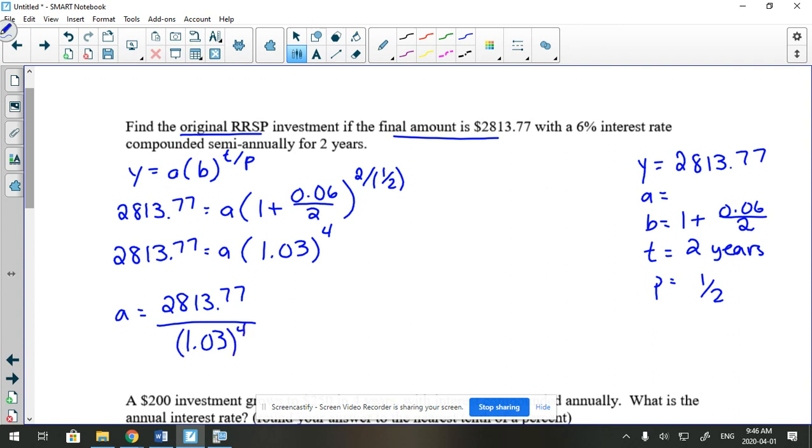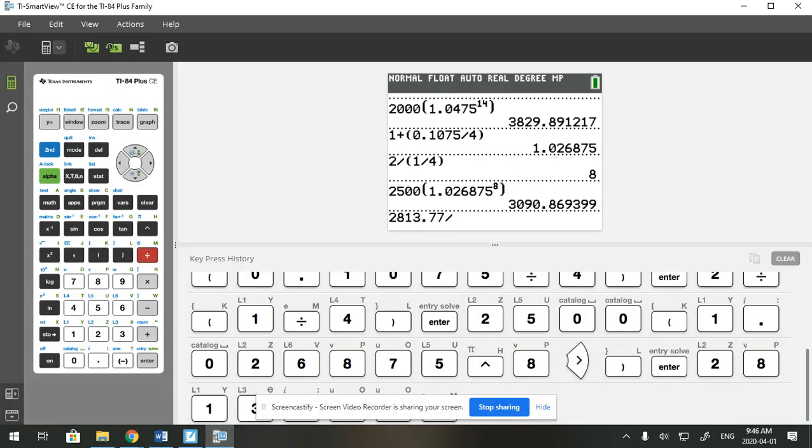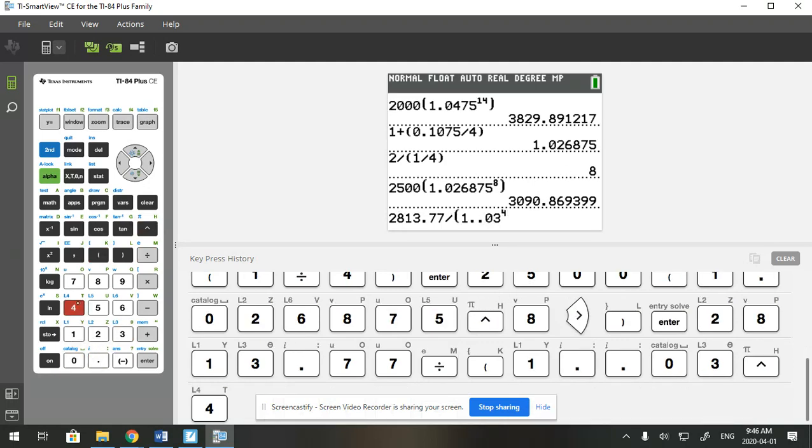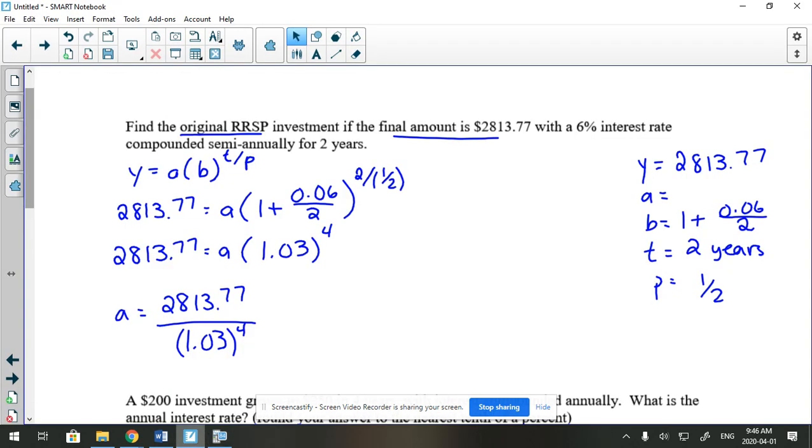Just be careful how you put this in. Again, I'll show you just this last step in the calculator. You're going to go 2813.77 divided by, use your brackets, 1.03, then do exponent 4, then close your brackets. Otherwise, your calculator might get a bit confused, and it might raise the whole thing to the power 4 instead of just the 1.03. So make sure you do that. Pause for a second, type it in your calculator. Make sure you get this amount here. When I round this, for our money, it's going to end up being $2,500 in the end.